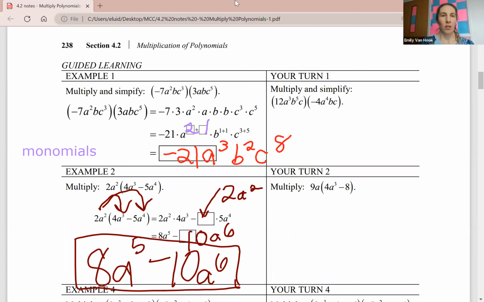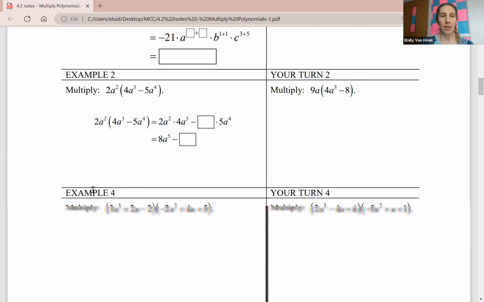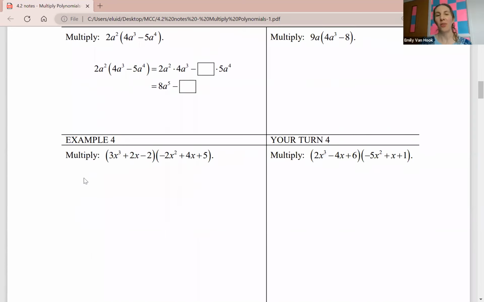All right, I guess we get to move to a longer one next. So this is example 4. We do a trinomial times another trinomial. This one's going to be long.